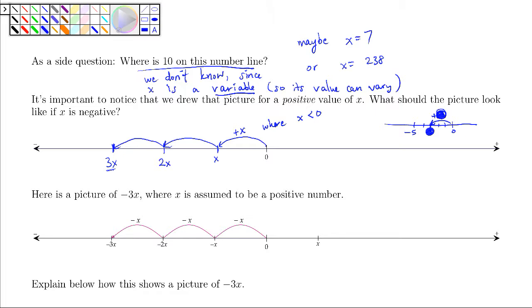So here's a picture of negative 3x if x is a positive number. If this is adding x, then this would be subtracting x. And so this would be subtracting 2 x's and subtracting 3 x's. All right, and that's assuming that x is a positive number.